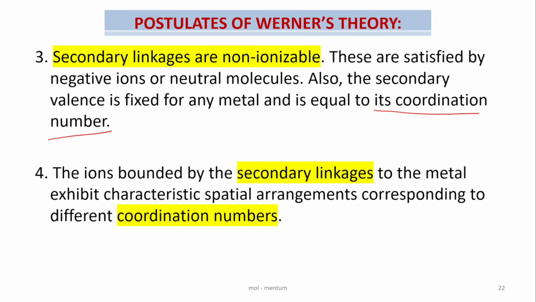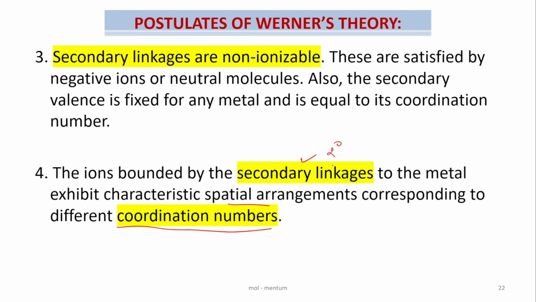Coordination number is the number of bonds between ligand and the central metal. The ions bound by secondary linkages to the metal exhibit characteristic spatial arrangements corresponding to the different coordination numbers. That means the secondary valencies align themselves around the central metal in three-dimensional space so that they get a distinct arrangement. We will discuss it like tetrahedral, square planar, and then octahedral geometry. So this is about secondary linkages.